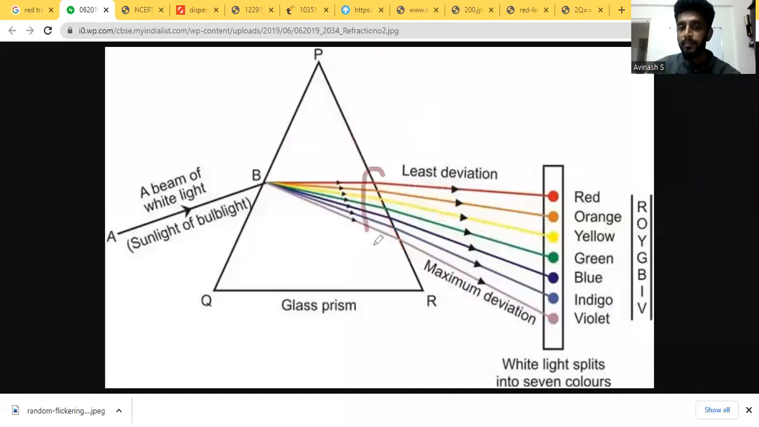Again, there is a bend. Here also there is a bending. Here also there is a bending. And that's how we get all the 7 colors, and it's called the spectrum. So this process is called dispersion. This is something that we need to understand.